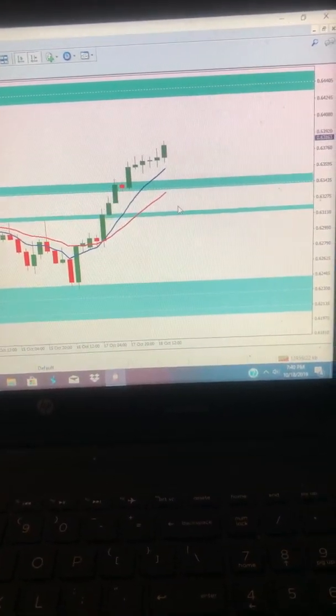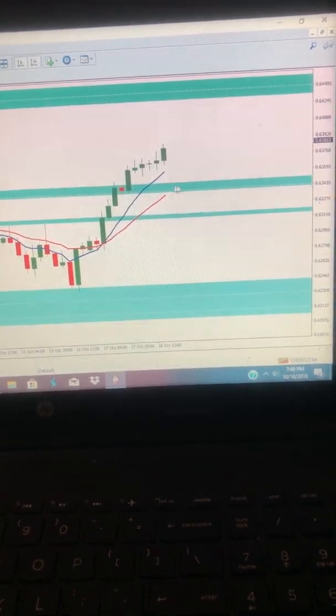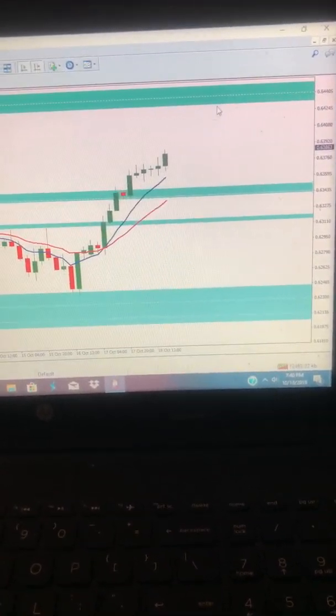If it keeps going, it's going to touch this. And then we're going to go. So regardless, we're going to short it here. Ultimately, we're going to wait for it and we're going to buy it. And that is NZD USD.